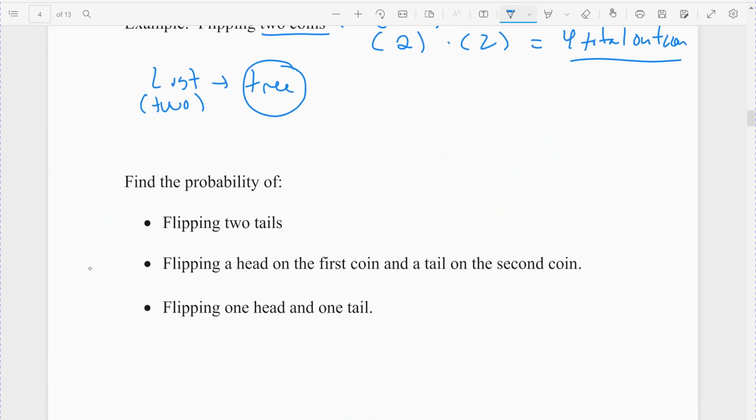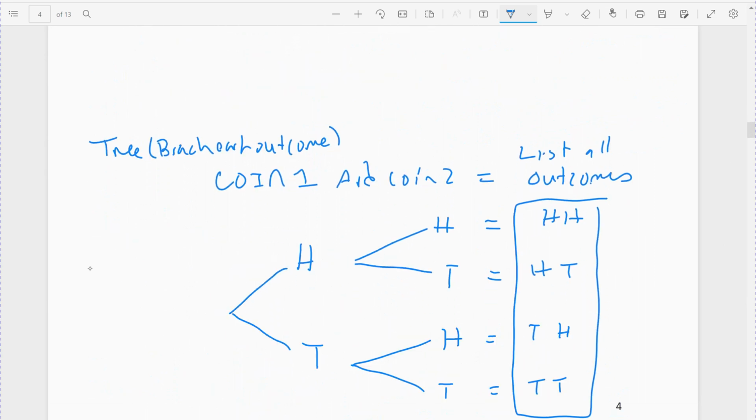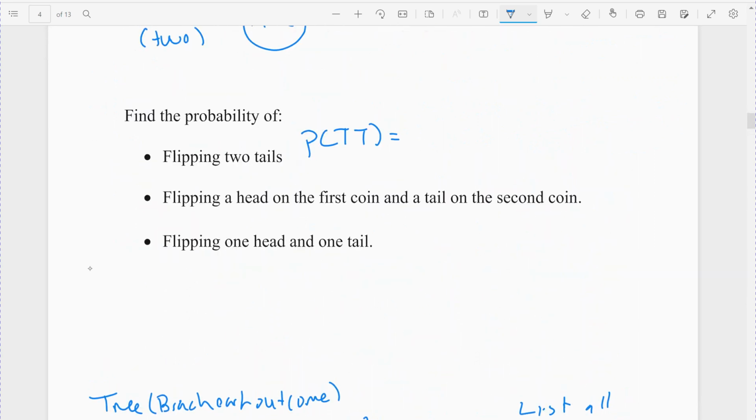And so find the following probability. Well, what's the chance of flipping 2 tails? That would be the tails outcome. If you go look at my tree, that's 1 of the 4 possibilities. So 1 out of 4, which is 0.25, or 25% chance. You have a 25% chance of getting 2 tails when you flip a fair coin twice.